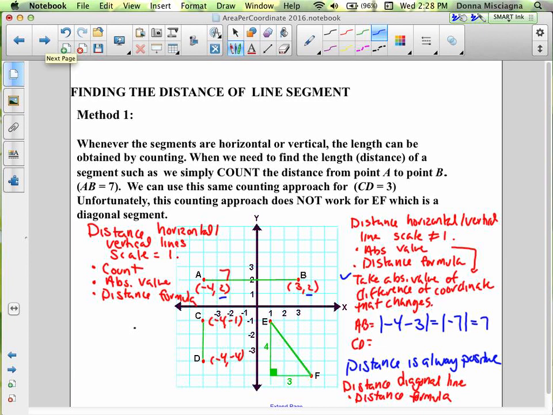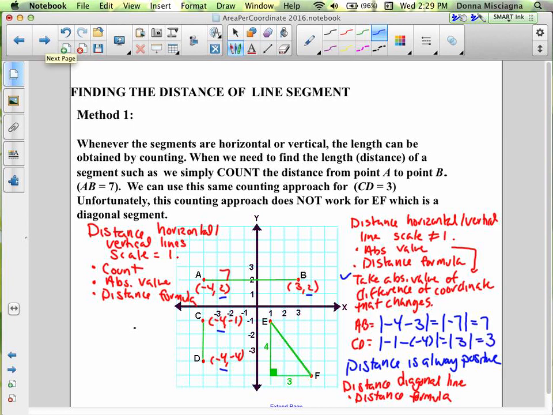Let's do the same thing with CD. Right? So CD here is a vertical line. Notice that the x coordinate doesn't change, so I'm just going to take the difference in the y values. So the absolute value of -1 minus a -4 would be -1 plus 4. Right? So that's going to be 3, and the absolute value was 3.